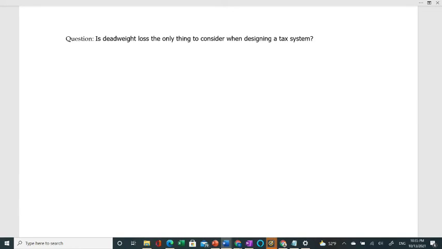So we can ask this question: is the deadweight loss the only thing to consider when designing a tax system? The answer is no. We also consider equality when we design the tax system.